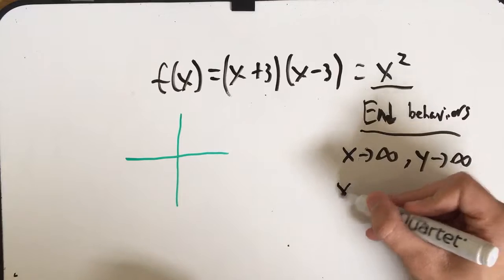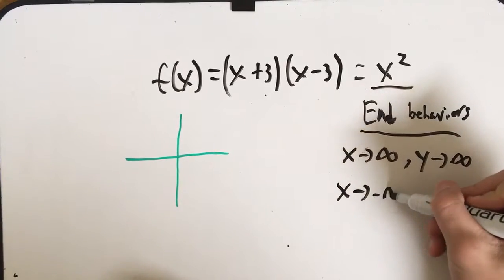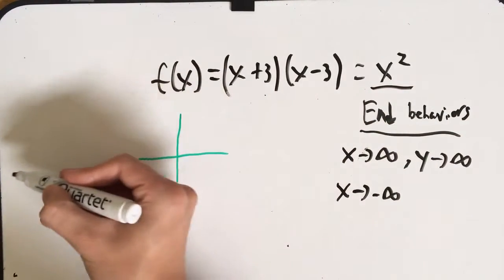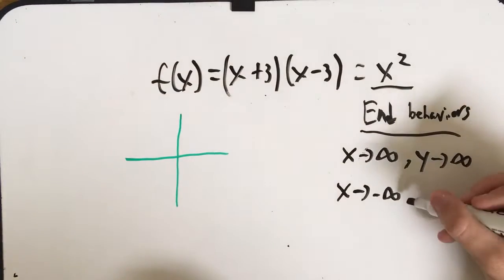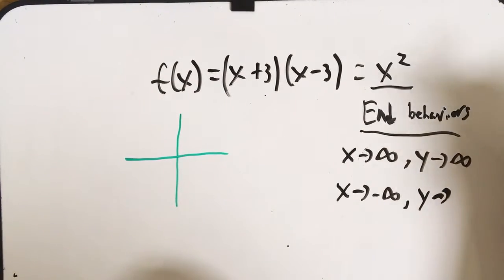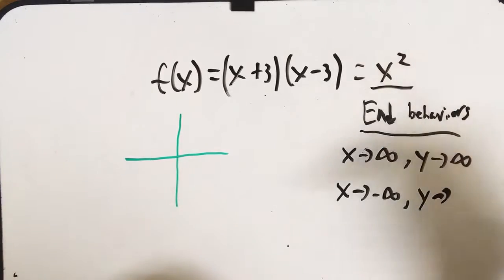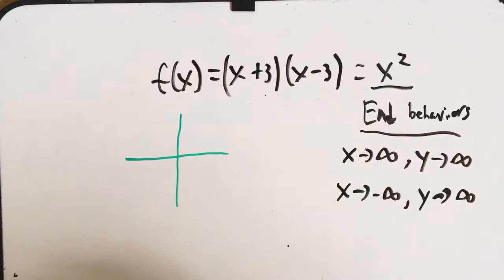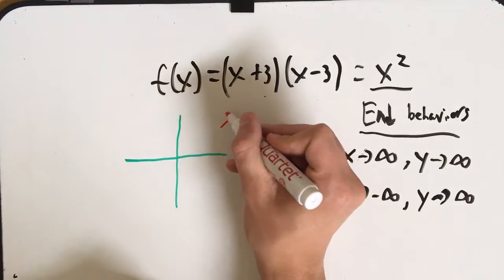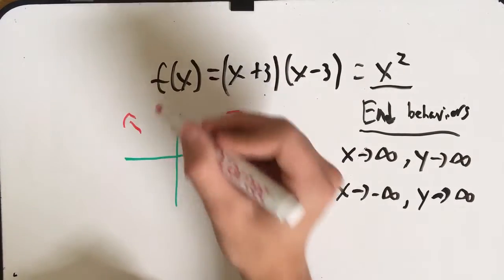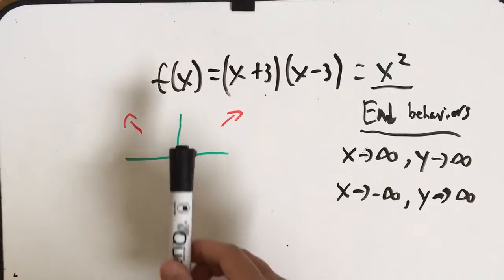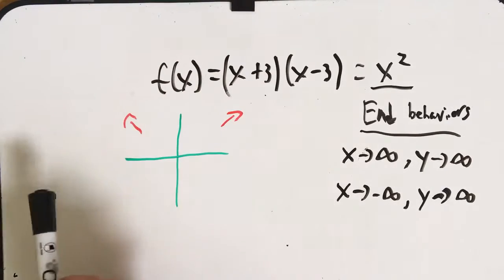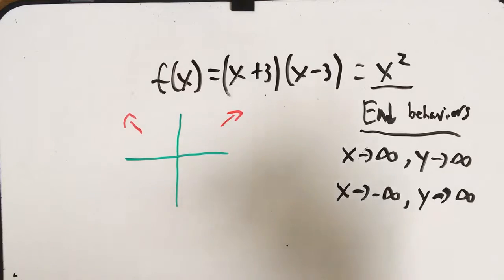Now let's do the same for the negative side. If x goes to negative infinity, this way to the left, then y is going to equal, so let's put in a negative 1, and negative 1 squared is positive 1, so that's going to be infinity. Just that right there will tell us that it's going to be over here and over here. As it goes that way, it's going to go up. As it goes this way, it's going to go up. That's what that's telling us.